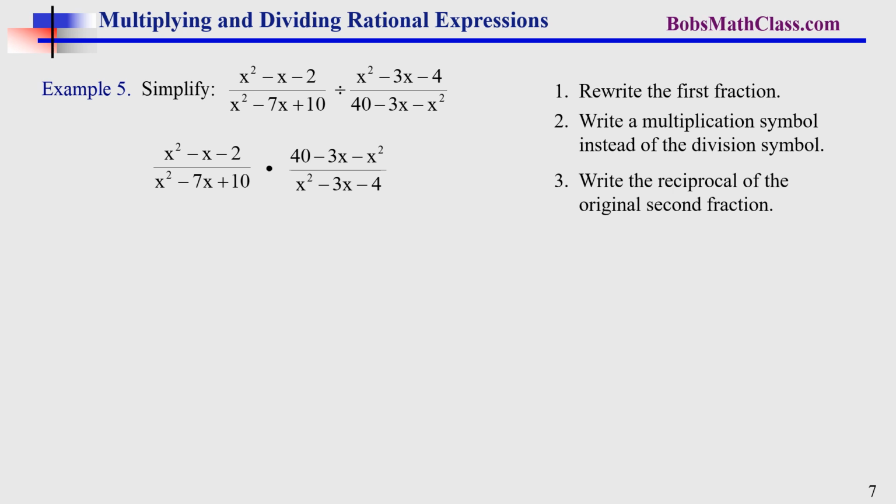Remember that trinomial on the top of the right fraction, it's not in order. So you're going to need to put it in order and then factor out a -1 because the first term has to be positive. Okay, so pause and work it out.